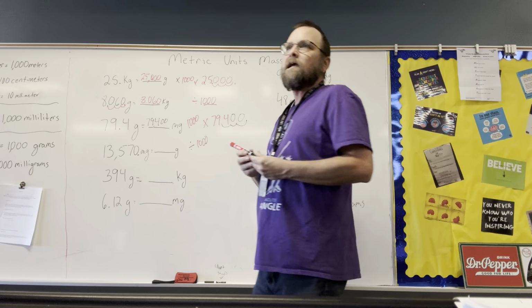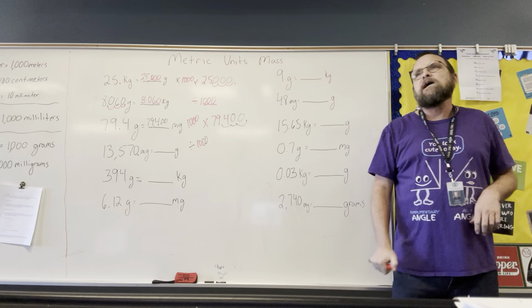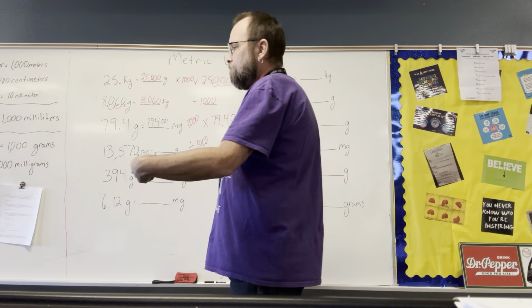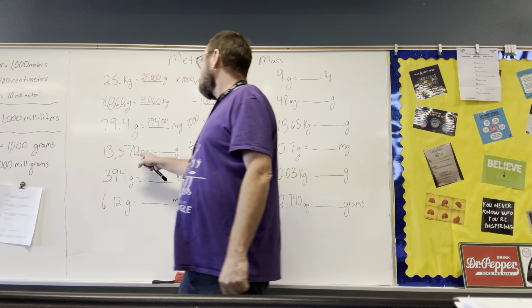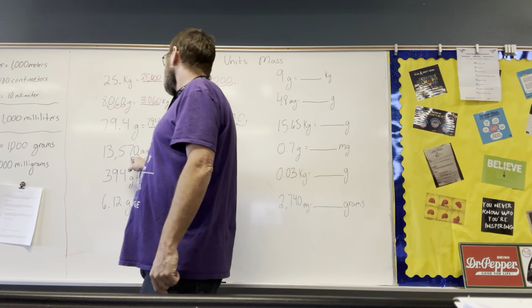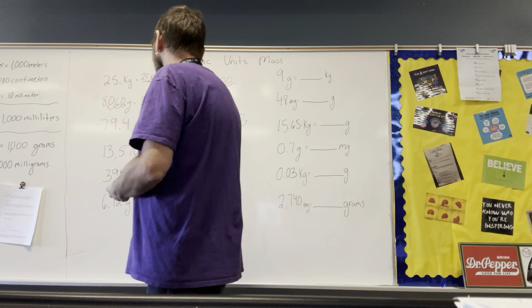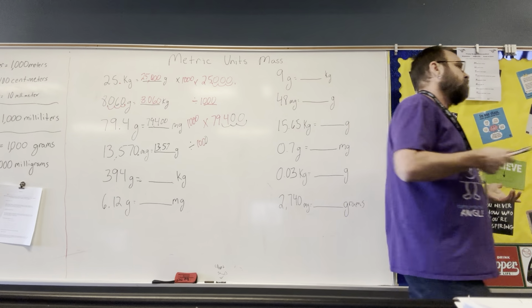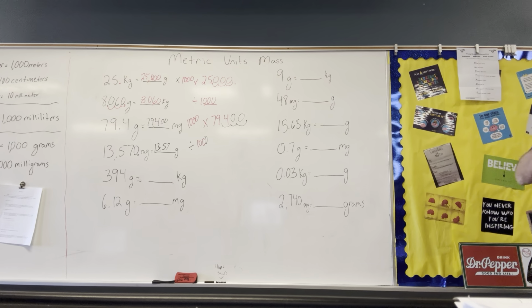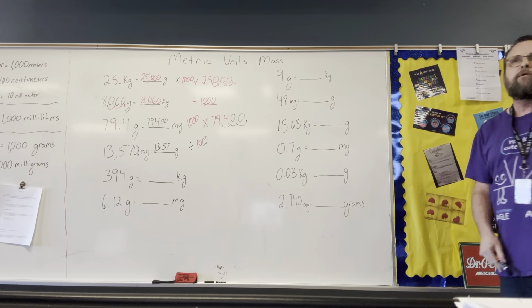I have to divide by 1,000, which means I move my decimal point to the left 3 times. So 1, 2, 3. I have 13 and 57 hundredths, or 570 thousandths, whatever you put on there, since I know you already did it and you're just checking your work.